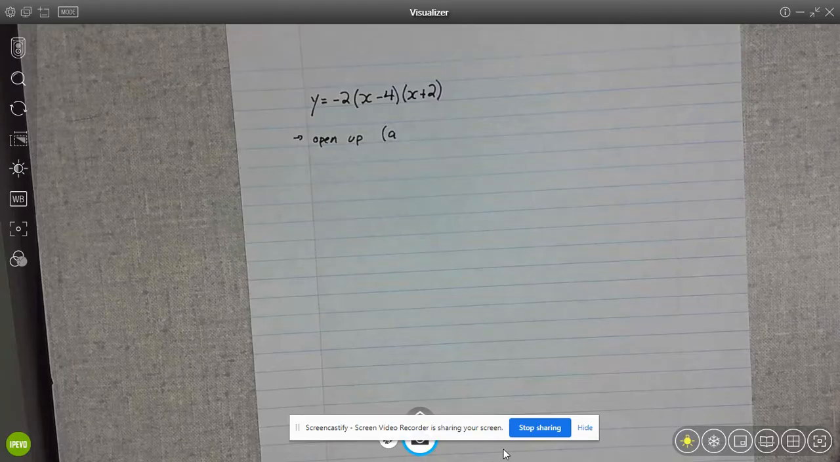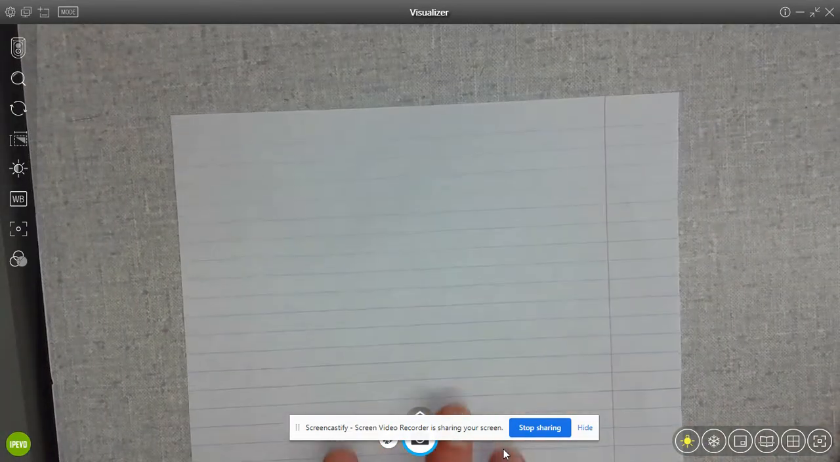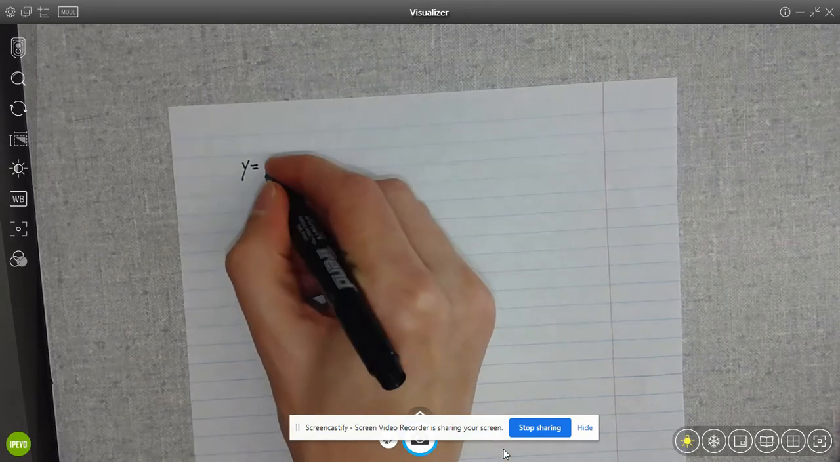And if we move over to my desk, let's just take a look at what information we can learn from a parabola that's given to us in factored form.